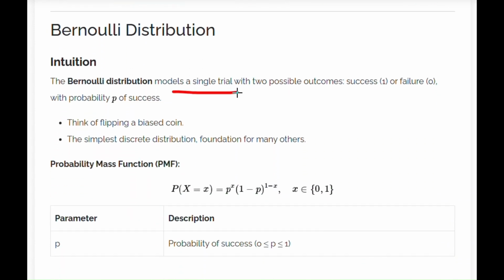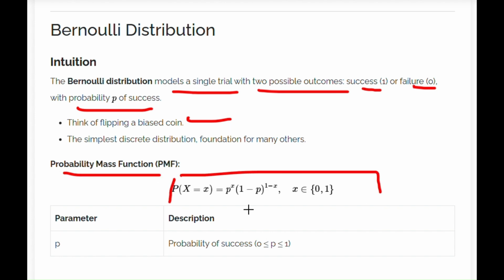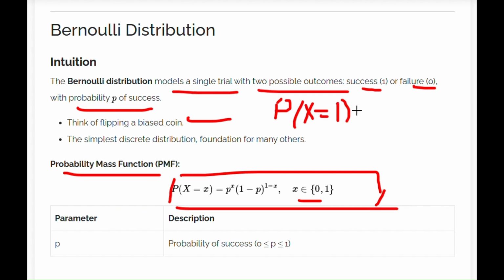So Bernoulli distribution models a single trial with two possible outcomes, a success and a failure, with p being the probability of success. The most common example is the flipping of a coin. The probability mass function is given by p to the x times 1 minus p to the power 1 minus x, where x is either 0 or 1. So this is essentially saying the probability that x is equal to 1 is p, and the probability that x equals 0 is 1 minus p. This probability of success is p, and the probability of failure is 1 minus p.